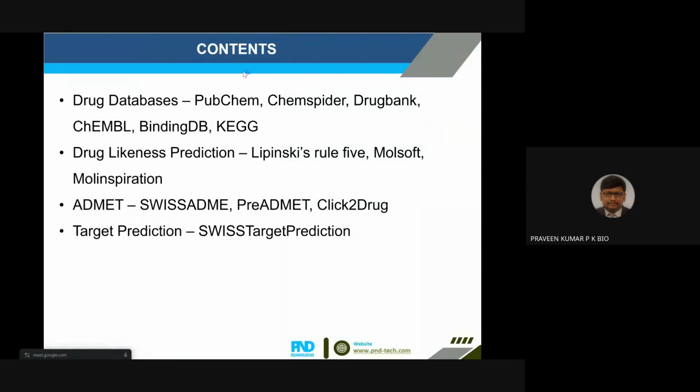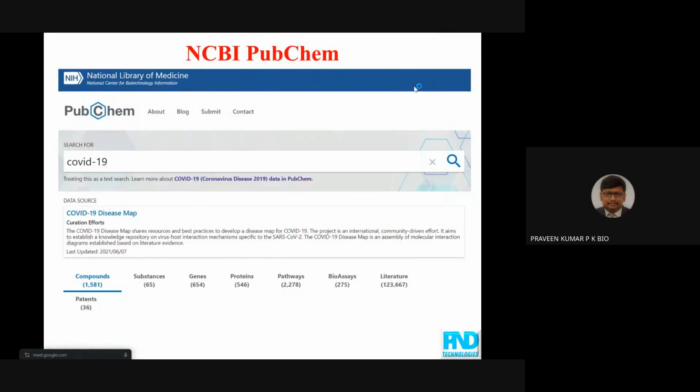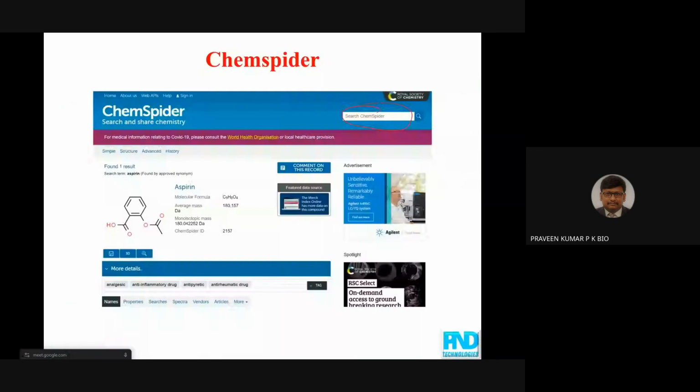Now let me go ahead with today's contents. We'll be discussing these databases, drug likeness prediction, ADMET, and target prediction. First, PubChem. In PubChem, I told you we can search through drug names, substances, compound names, or PubChem ID. Also, we can give keywords like genes, proteins, pathways. We have different kinds of keywords to search for any kind of compounds in PubChem. Of course, it is the largest database for drugs as well as natural compounds.